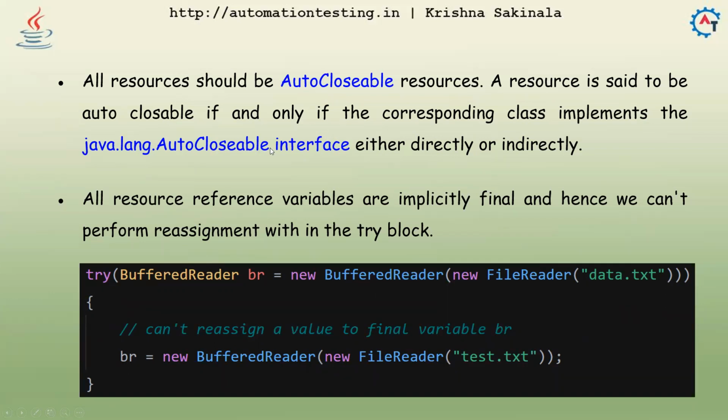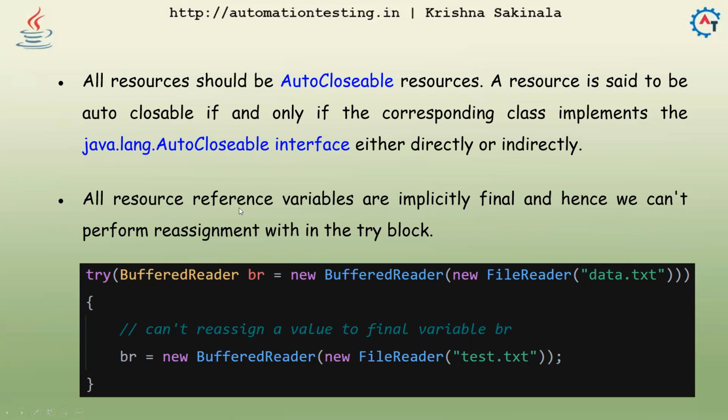In Java, almost all the classes, such as input output, file input stream, output stream, SQL related, and network connection related, implement the AutoCloseable interface. Because of that, we don't need to bother about all these things, but just know the point.